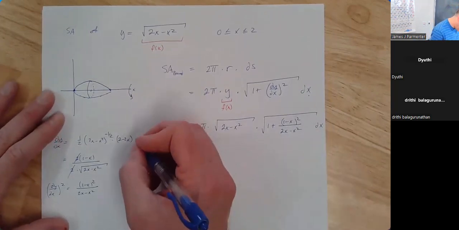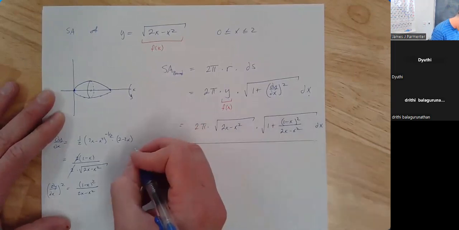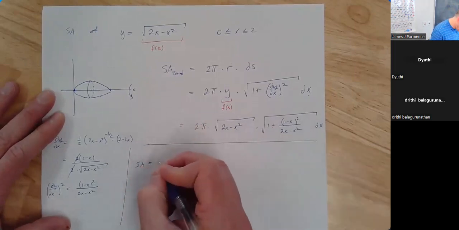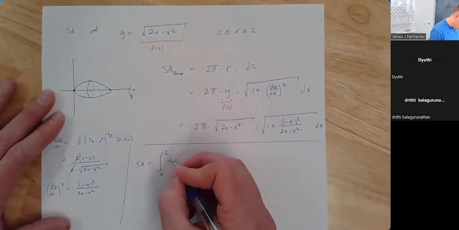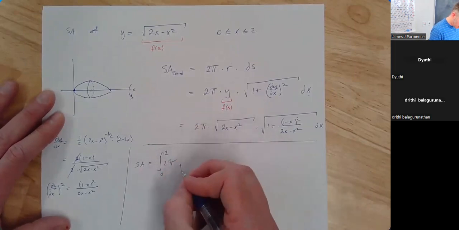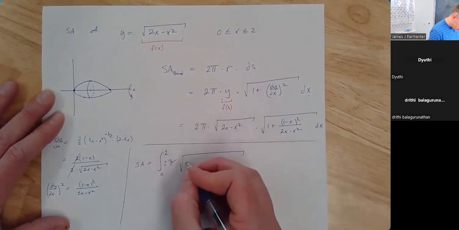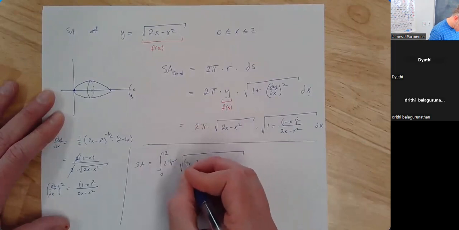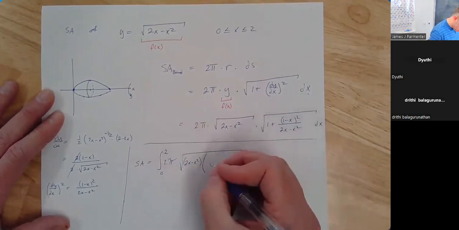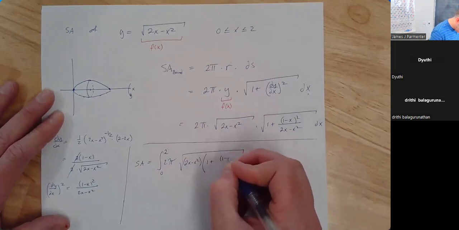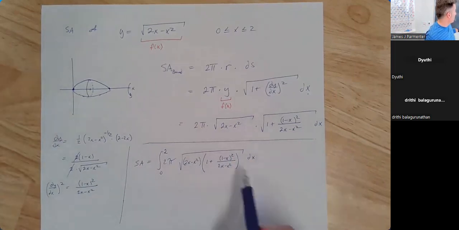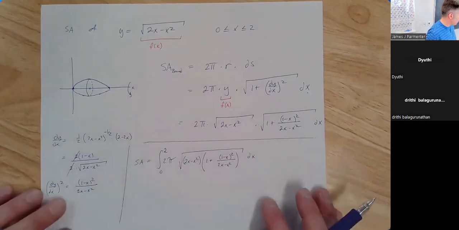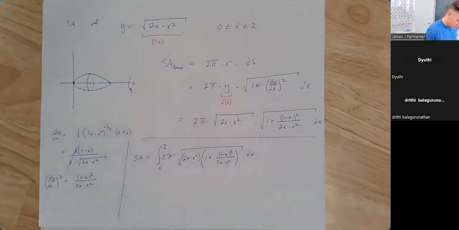So let's write out the whole integral for the surface area. The surface area in total is going to be the integral from x equals 0 to 2. I'm going to get 2 pi times the square root of 2x minus x squared times all that: 1 plus 1 minus x squared over 2x minus x squared. You're welcome. I will point out as you leave, this kind of thing happens a lot as well, where stuff ends up canceling nicely if you bring it all together in one square root.